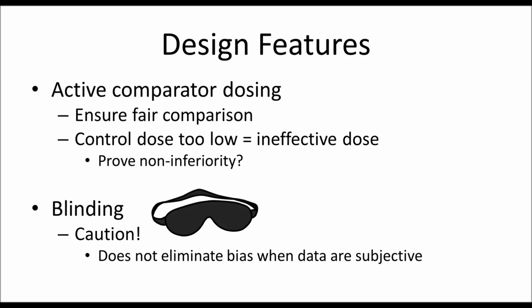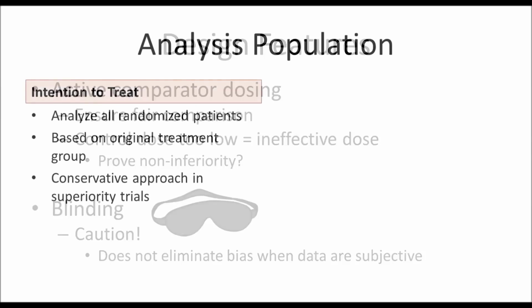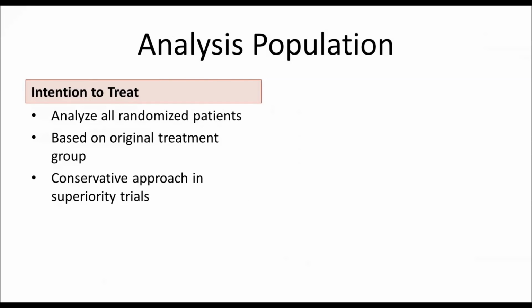Of note, this is most problematic with subjective parameters, such as the severity of depression or cognitive impairment, as they are influenced by investigators' beliefs and interpretation. One way to reduce this kind of bias is to blind the investigator to the trial design. The last trial component to consider when reviewing non-inferiority trials is analysis population.